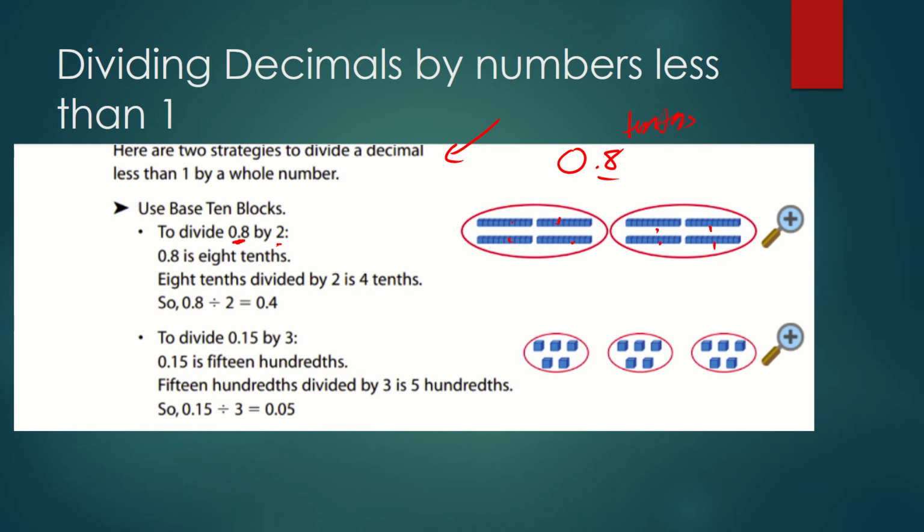Now, very simple, we're going to divide that by 2 to make 2 groupings. So we have 1 here, and we have 1 here. So 0.8 divided by 2 is 0.4 because we made 2 groups, and now in each group we have 4 tenths. So here my answer is 0.4. You always look at the groupings here with your base 10 blocks.